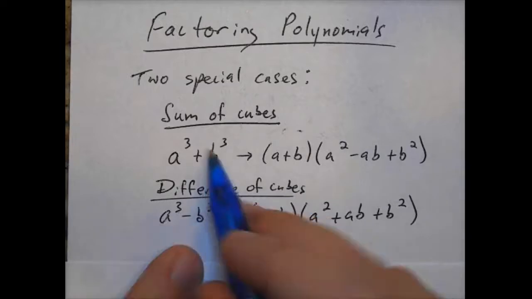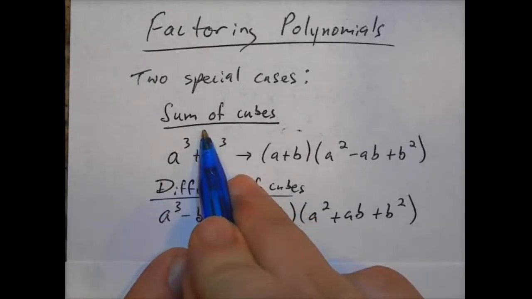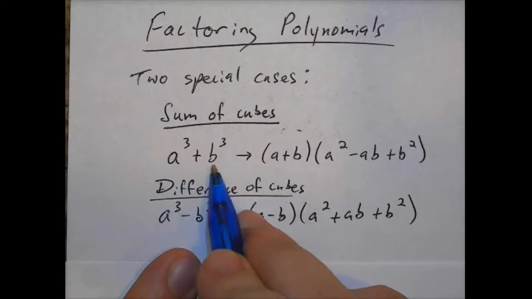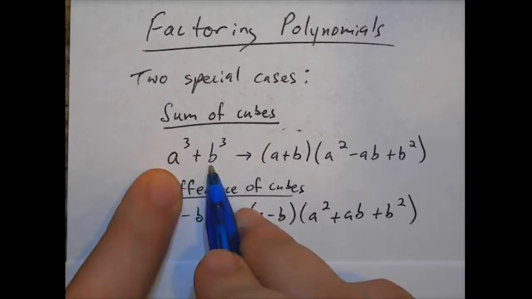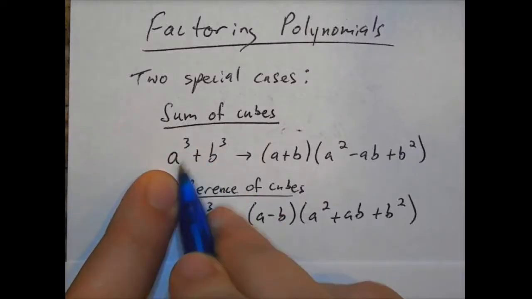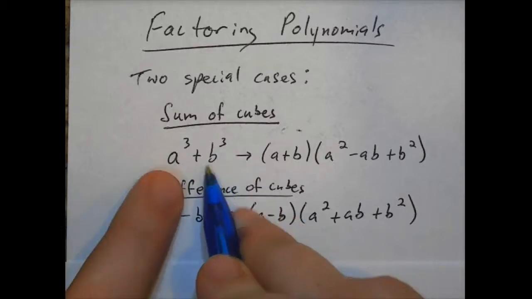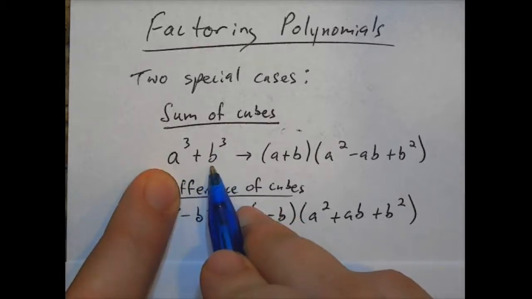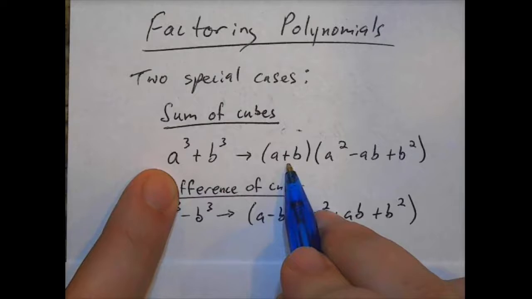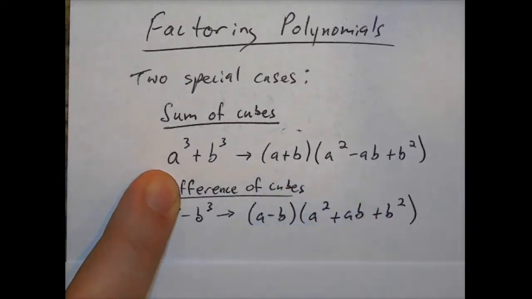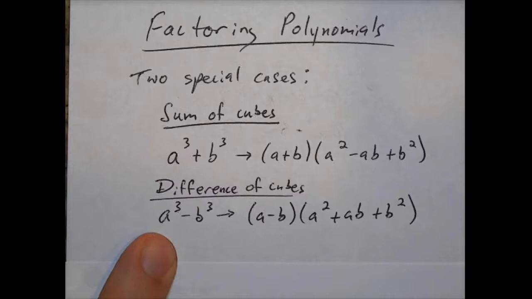One of these cases is the sum of cubes. Notice I have a to the third plus b to the third. So a is a cube, a cubed, plus b cubed, the sum of two cubes. This factors always and forever as a plus b times a squared minus ab plus b squared. The other case is difference of cubes.